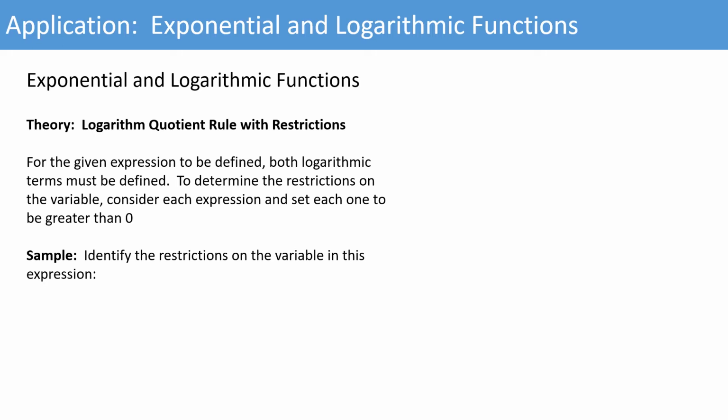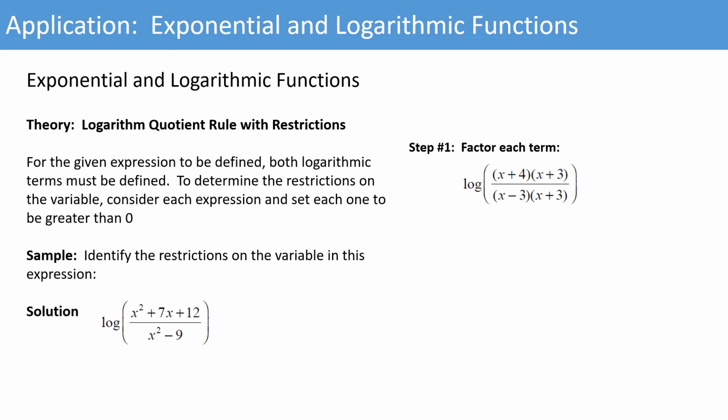Here is a sample. Identify the restrictions on the variable in this given expression. The log of (x squared plus 7x plus 12) divided by (x squared minus 9). Now, in order to determine restrictions, you must factor each term.